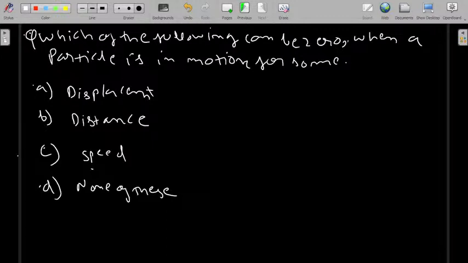Can displacement be zero? Think about this. What was the displacement definition? The shortest distance between 2 points.